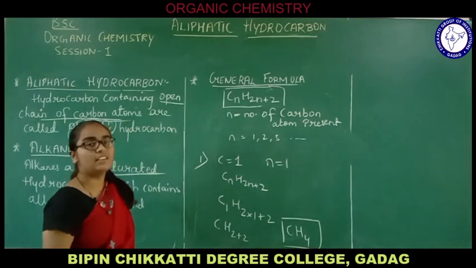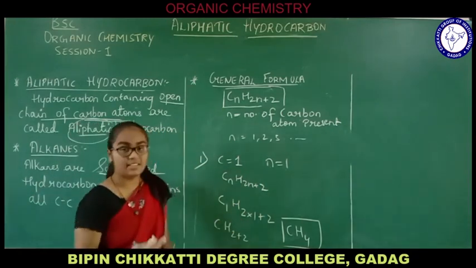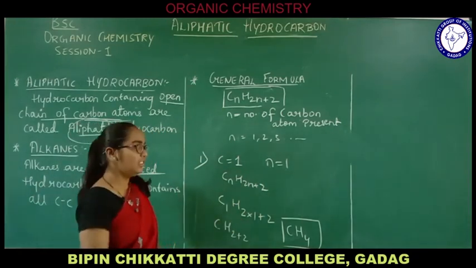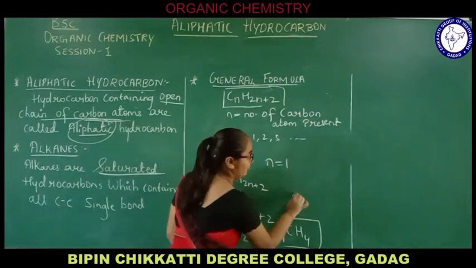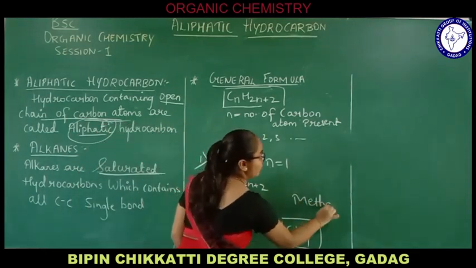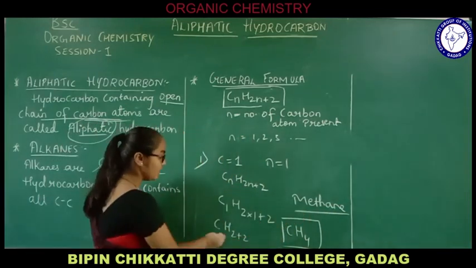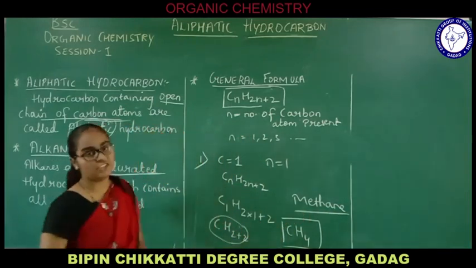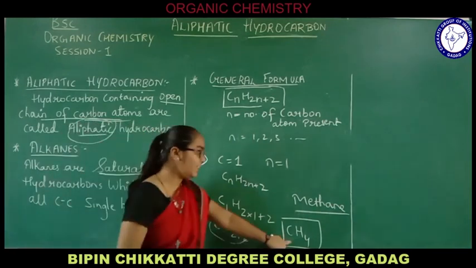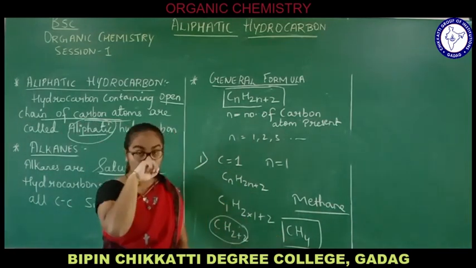So what is the name of this? CH4 is the molecular formula. The name for this is methane. We got the first member of the alkane, which is methane, CH4. Now if I am writing the molecular formula, you should know the structural formula.